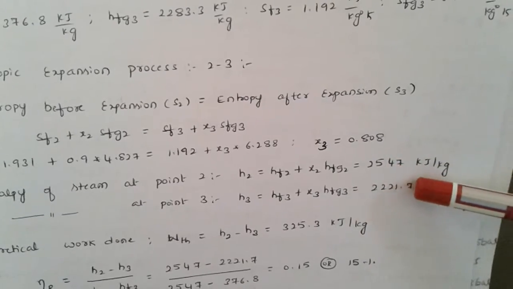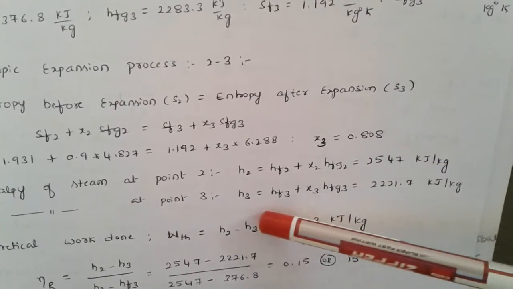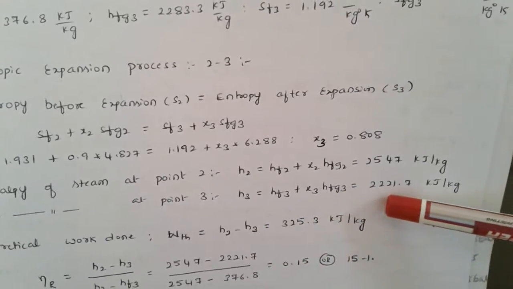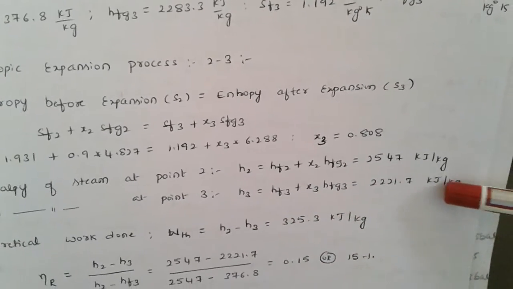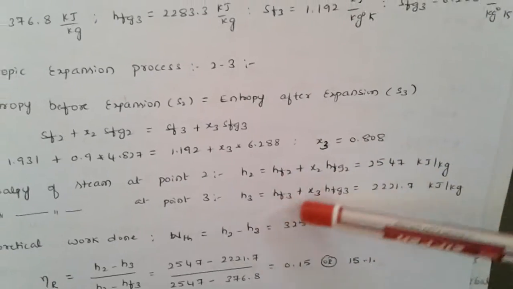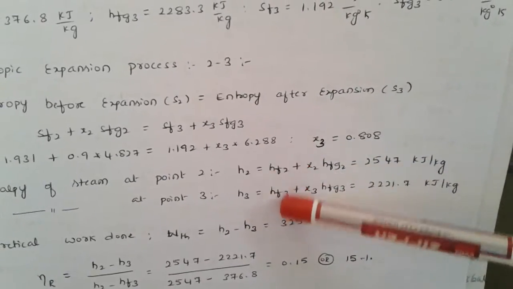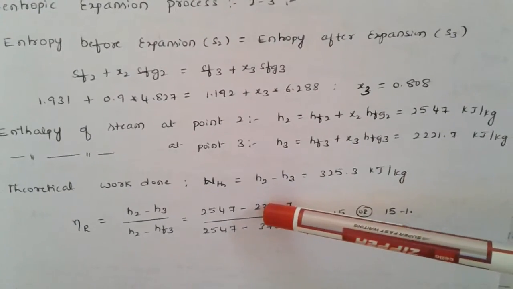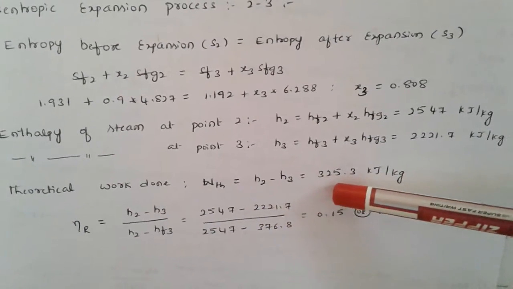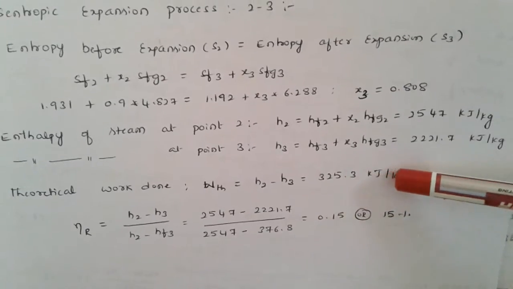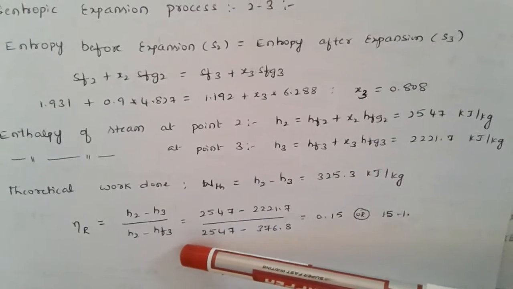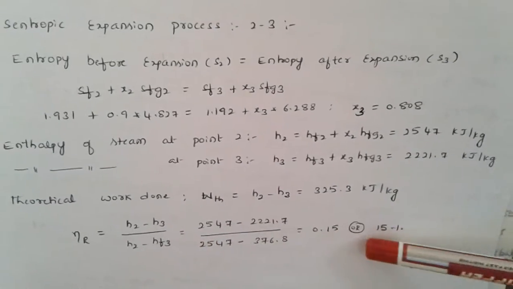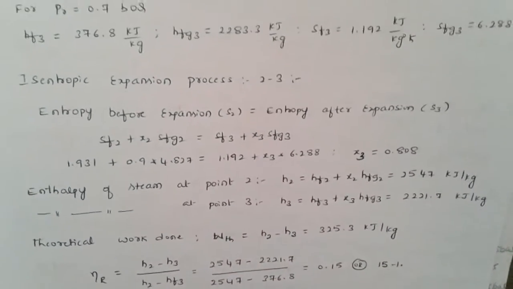Then the enthalpy of steam at 2: H2 is equal to HF2 plus X2 into HFG2, which becomes 2547 kilojoules per kg. In a similar way at point 3, H3 is HF3 plus X3 into HFG3, which is 2222.17 kilojoules per kg. Both H2 and H3 are wet steam. Then we note down the work: H2 minus H3 is equal to 325.3 kilojoules per kg. Then we find the Rankine efficiency: H2 minus H3 divided by H2 minus HF3 becomes 15%. That is the Rankine cycle efficiency.